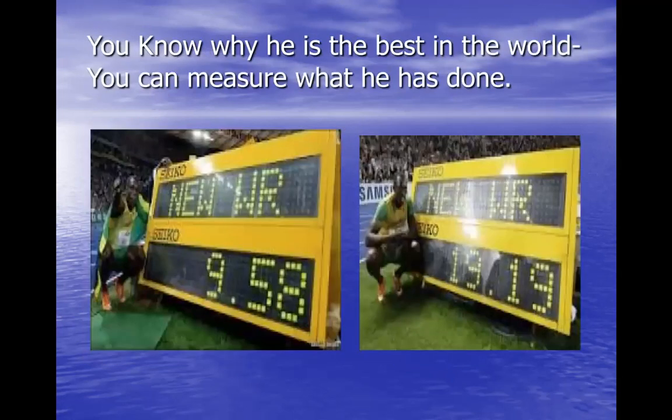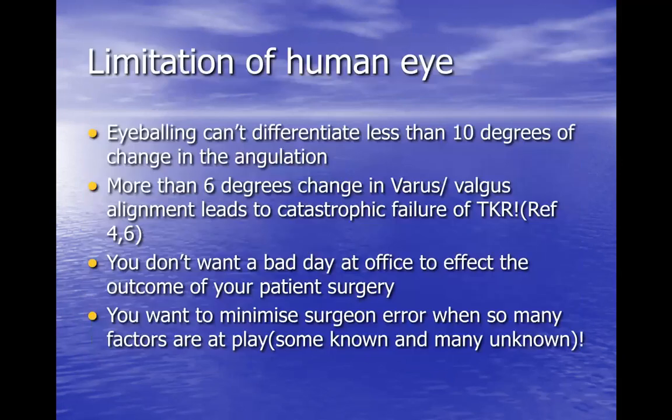You know why he is the best in the world? Because you can measure what Usain Bolt has done, 100 meters and 200 meters. These are the records. What are the limitations of the human eye? Eyeballing can't differentiate less than 10 degrees of change in angulation. More than 6 degrees change in varus valgus alignment leads to a catastrophic failure of the knee replacement. You don't want a bad day at the office to affect the outcome of your patient's surgery. You want to minimize surgeon error when so many factors are at play, some known and many unknown, like the role of ligaments.